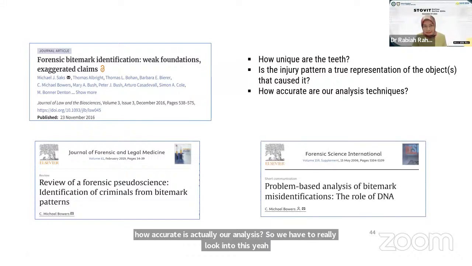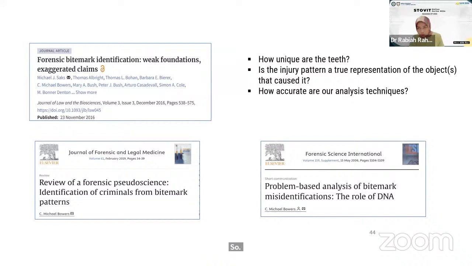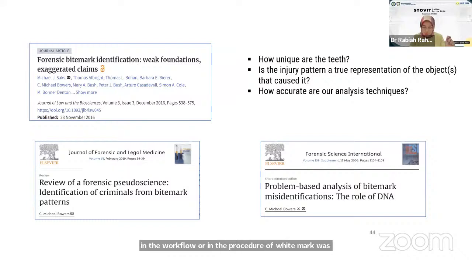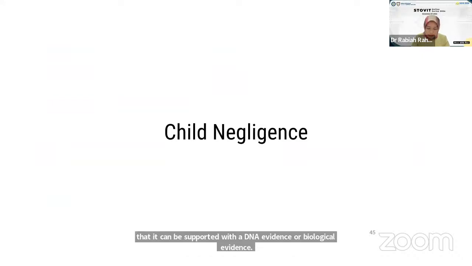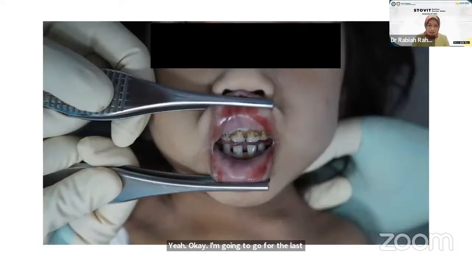These days, in the workflow or procedure when a bite mark is found, they always suggest doing a swab so that it can be supported with DNA evidence or biological evidence. Okay, I'm going to go for the last type of injury, which is child negligence.